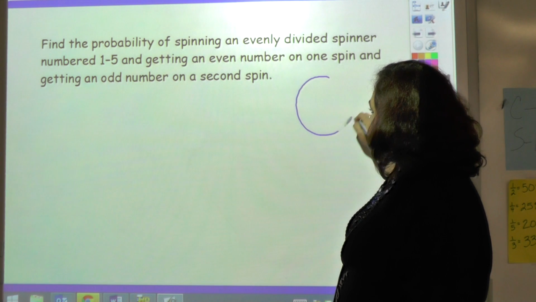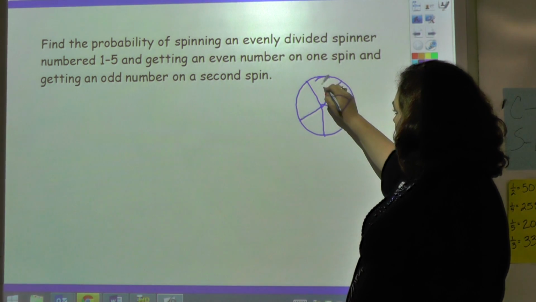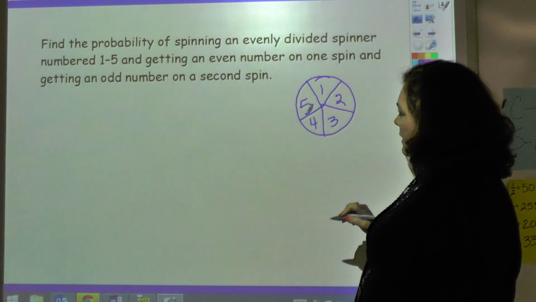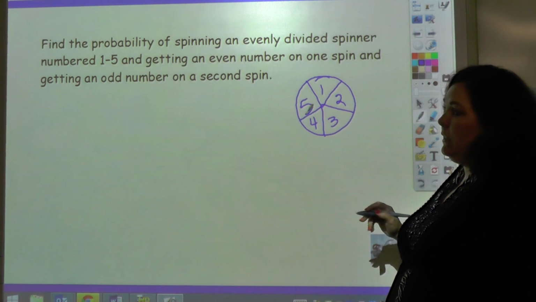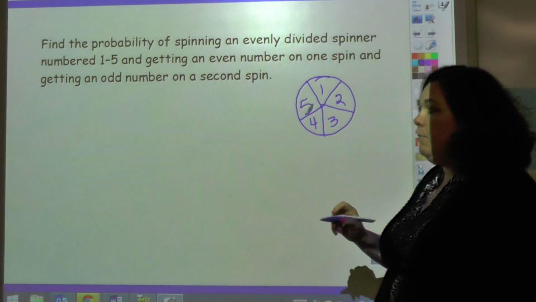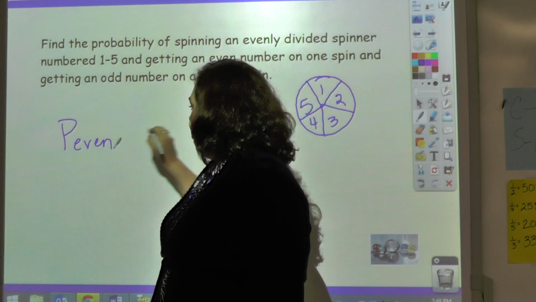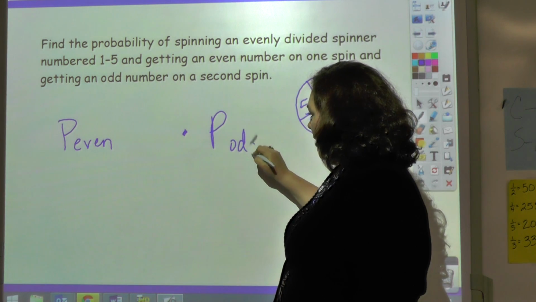Okay, find the probability of spinning an evenly divided spinner numbered 1 through 5. So I'm going to draw it so that we can look at what that looks like. And this is 1, 2, 3, 4, 5. And then getting an even number on one spin and getting an odd number on the second spin. Okay, so what's the probability? I want the probability of even multiplied by the probability of odd happening.